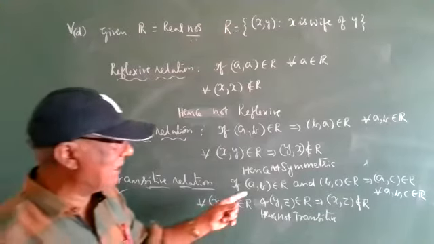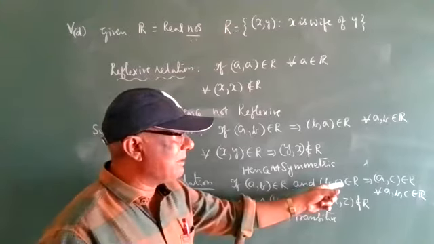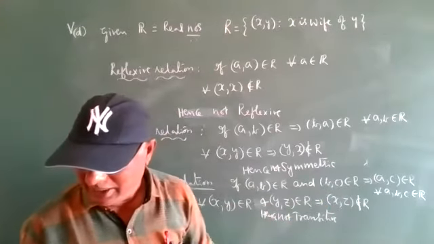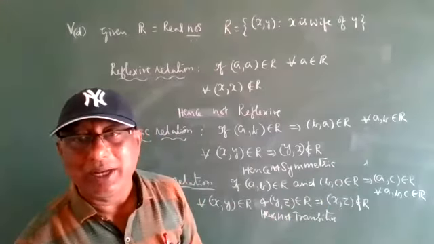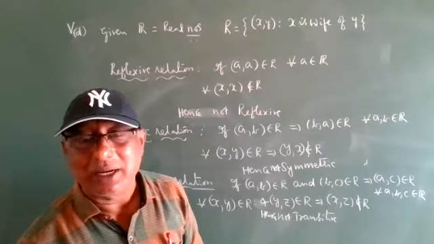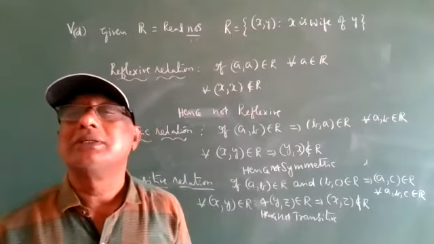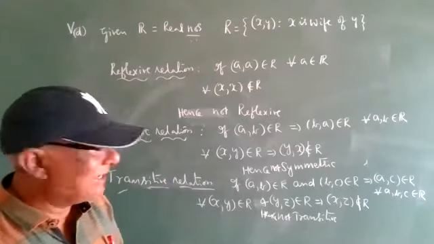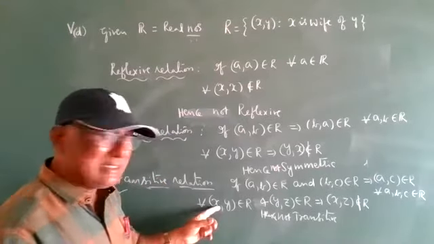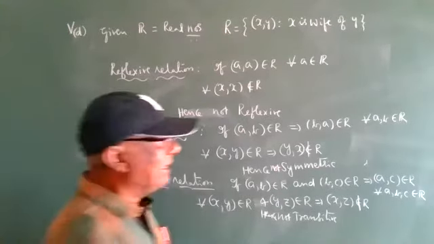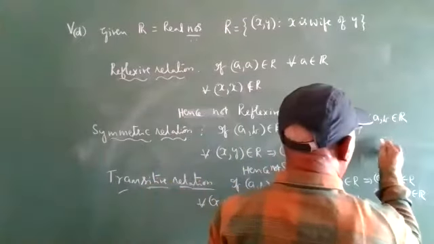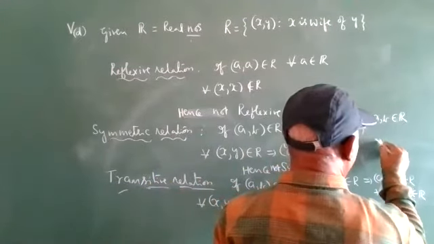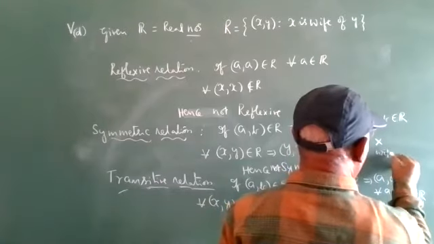Now come to transitive: (A, B) belongs to R, (B, C) belongs to R, and (A, C) belongs to R. Then only it is transitive. Otherwise, it is not transitive. Yes. Now see: X is a wife of Y.